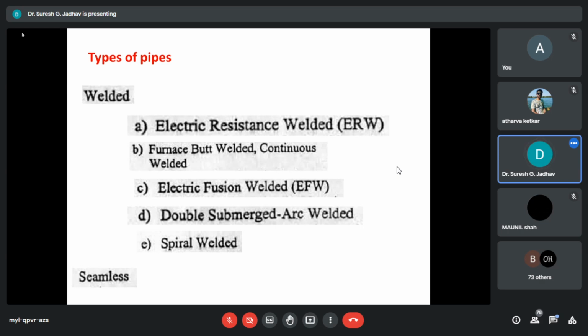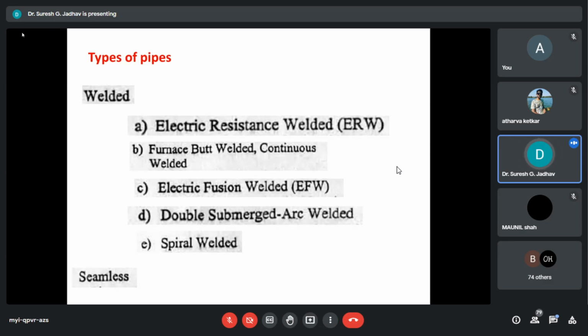Now the second method is furnace butt welded or continuous welded. Pipes having longitudinal weld joints forged welded by mechanical pressure developed in passing the hot formed and edge heated skelp through round pass weld rolls. So this kind of process we can adopt for manufacturing pipes with the help of welded methods.